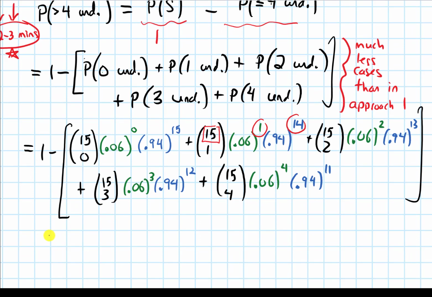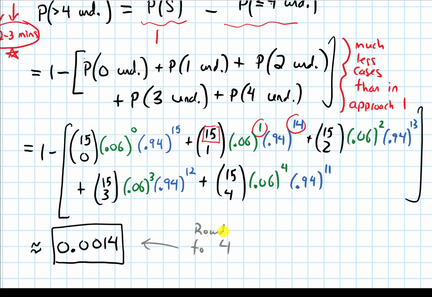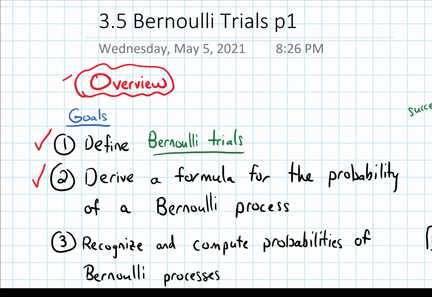So here is where I can use a calculator. I'm just going to go ahead and tell you what we get after we use one. We will end up with 0.0014 if I round this to 4 decimal places. So it's a pretty low probability that something like this were to happen. Finally, in terms of our goals for this section, we finished our last goal. Over the course of the last few videos, we've done examples to see how we can recognize Bernoulli problems and compute probabilities.